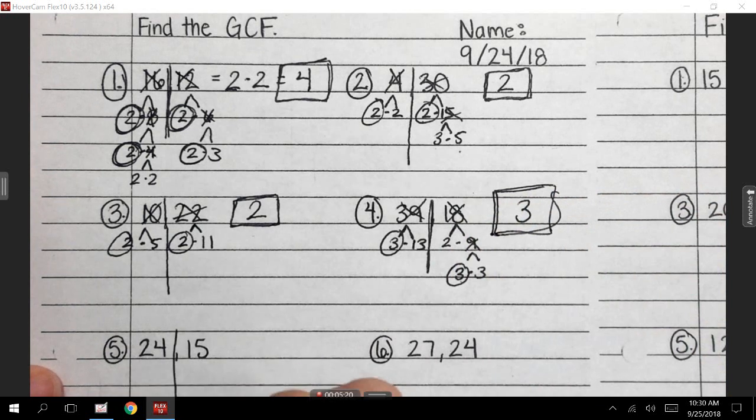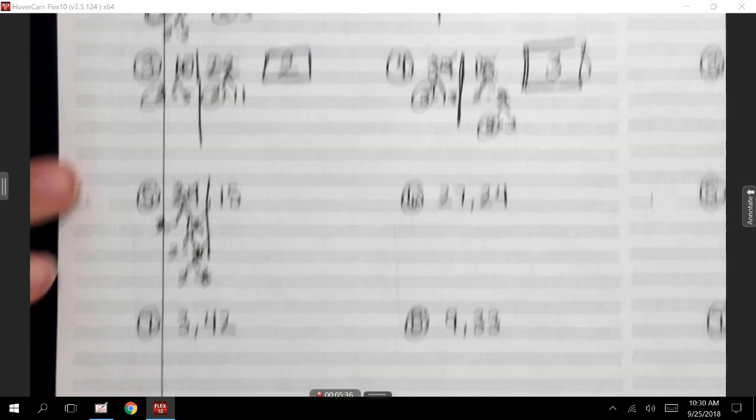Good. All right, 24, I'm going to split that into 2 times 12. And then I'll do 12 into 2 times 6. And then I'll do 6 into 2 times 3. Guys, you're going to notice I like using 2 because it's easy for me to double numbers.